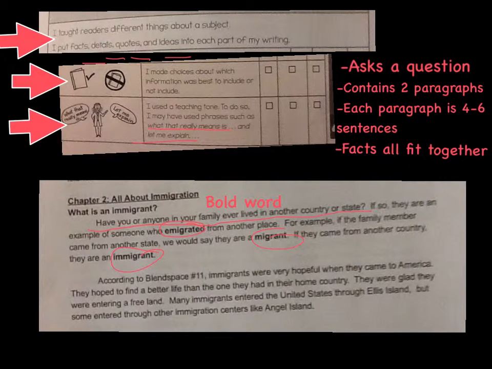So I could go ahead and change my for example. To use a teaching tone, instead of saying for example, I might say, that means if the family member came from another state, we would say they are a migrant. Now let's take a look at that last sentence. If they came from another country, they are an immigrant. What teaching tone words might we use before this sentence to help make sure that we are including that in our writing? Turn and talk to your partner now.